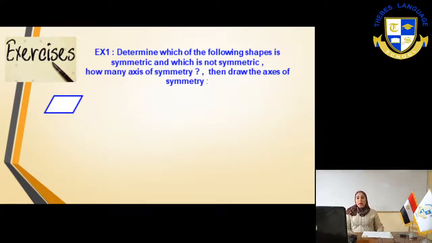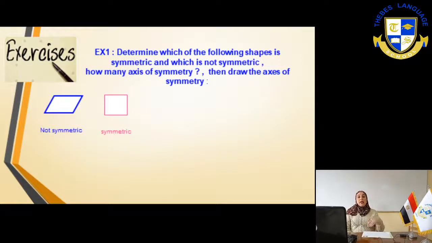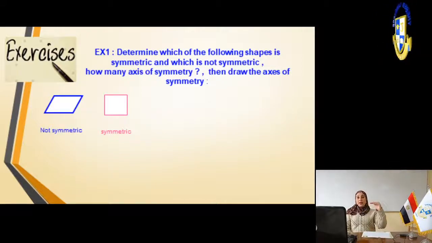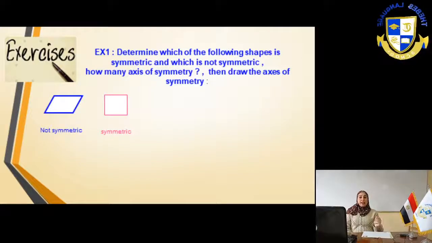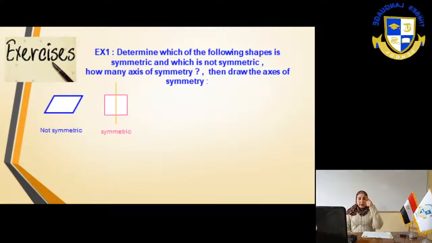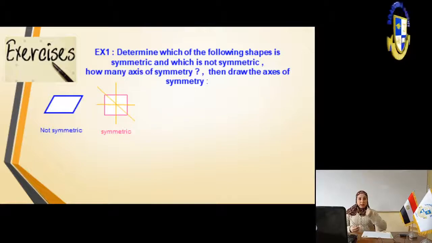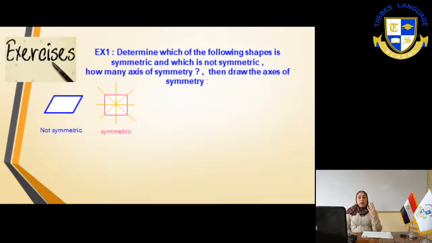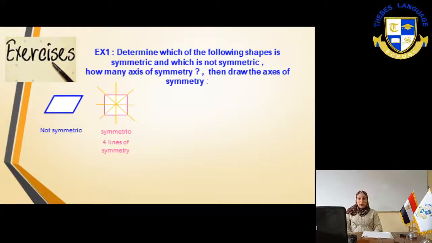Okay, the second shape, square. Is the square symmetric? Can I draw a line and divide it into two equal parts? Yes. How many lines? Let's see. First, I could draw this vertical line, and after that the horizontal. After that, I could draw the diagonals. So I have 4 lines of symmetry. Each of them is dividing this square into two equal parts.